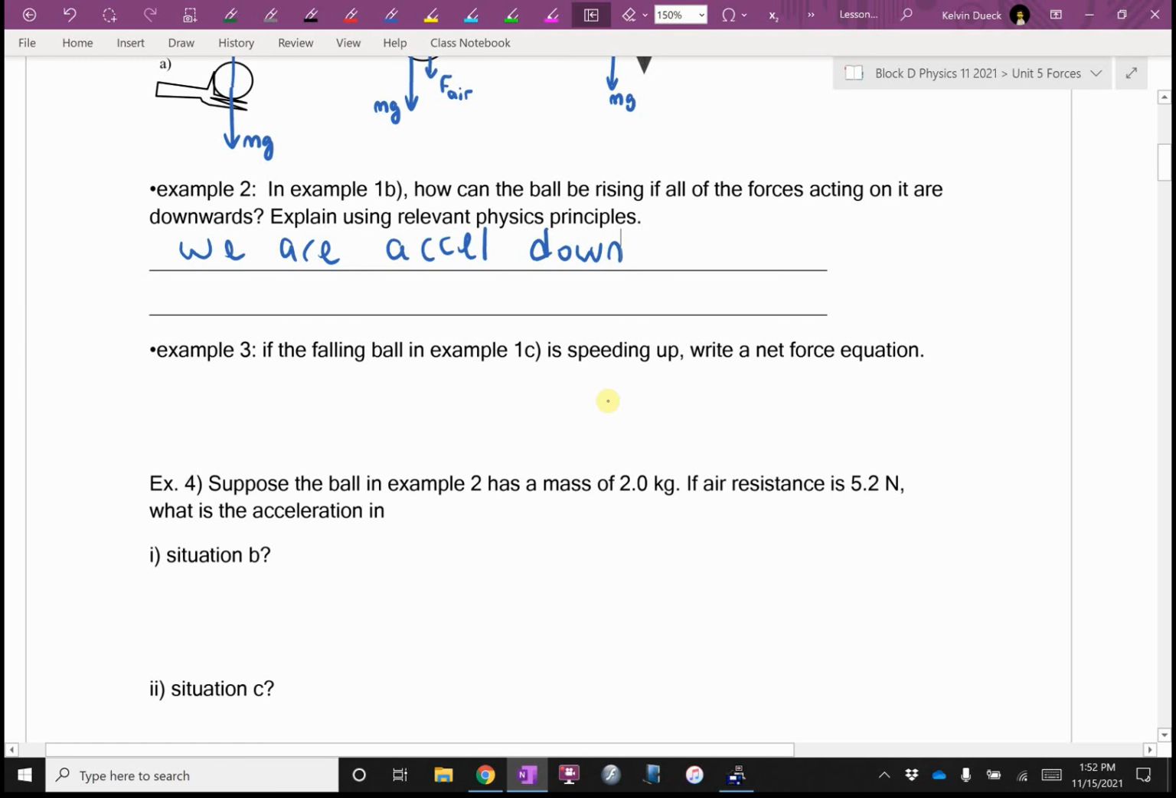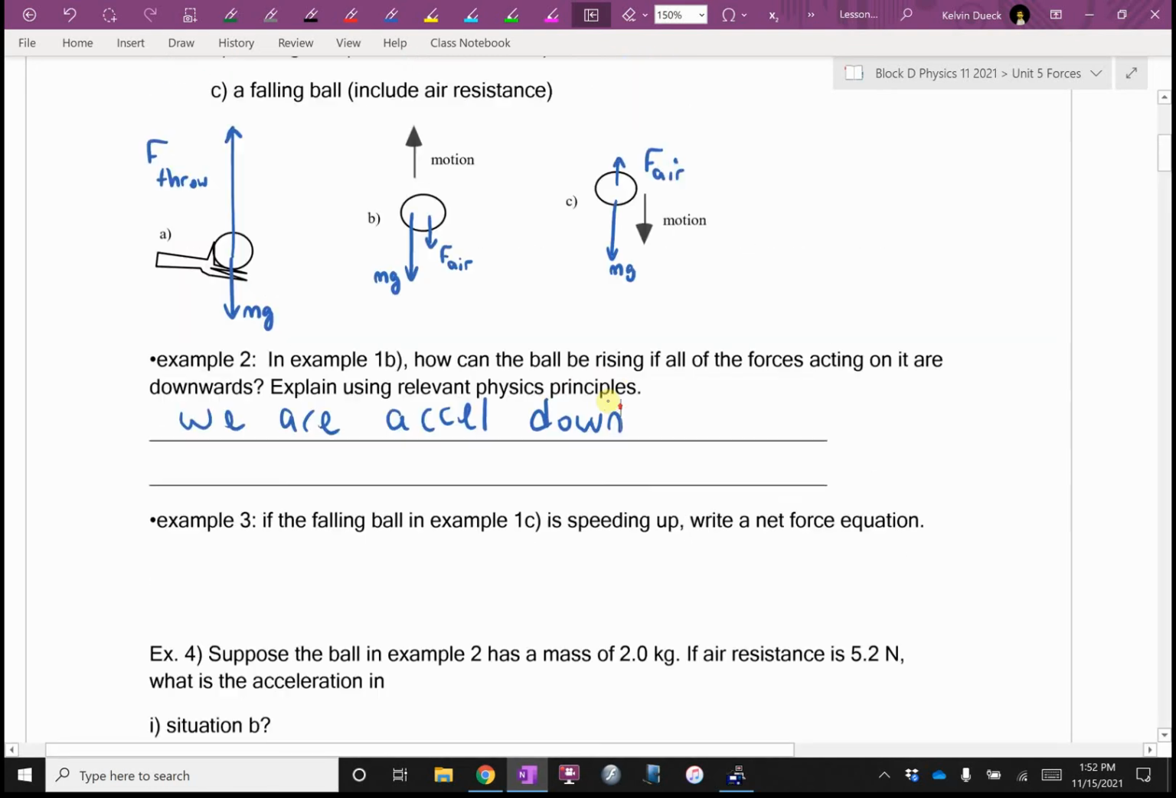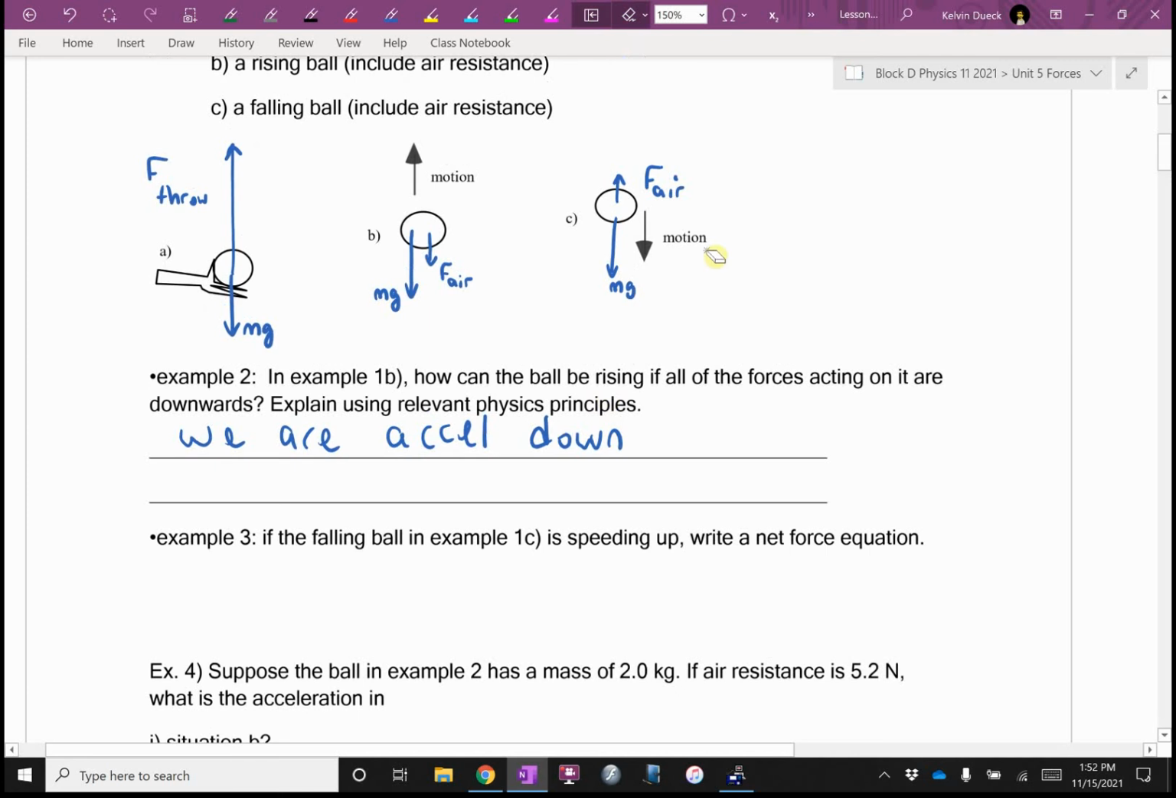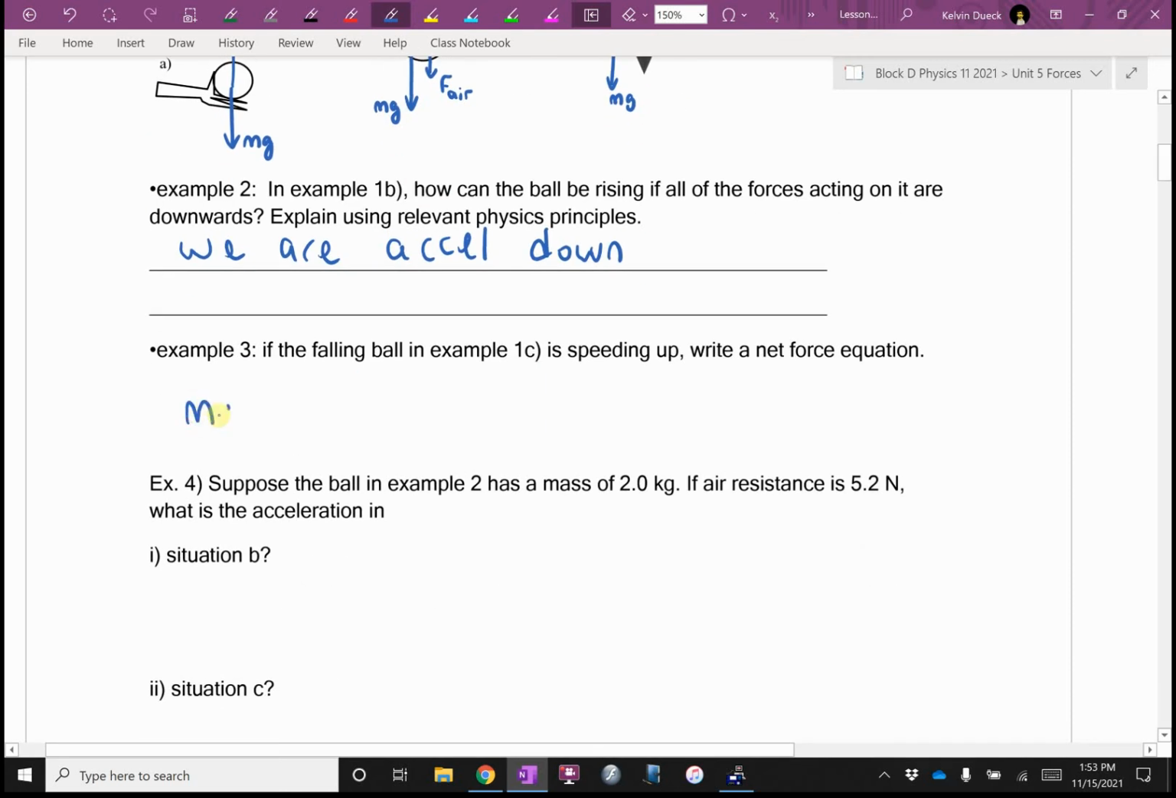Example 3 says, if the falling ball in 1C is speeding up, which force is larger? Write an equation. Who's winning? Gravity. Who's losing? Air resistance. Equals? There's our force equation. Winner minus loser equals ma.